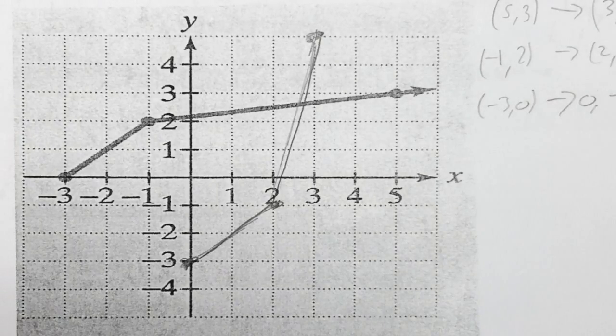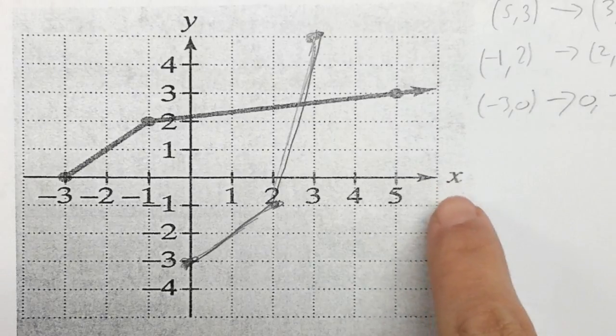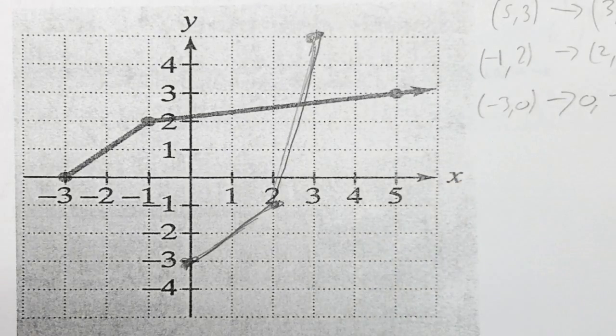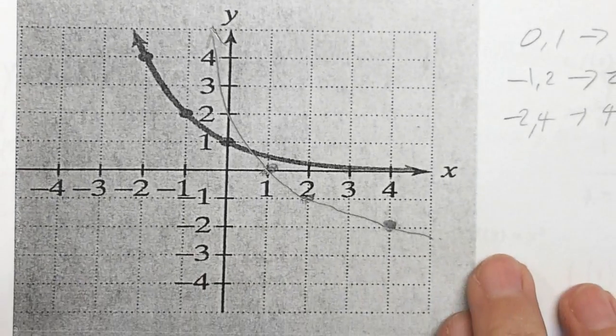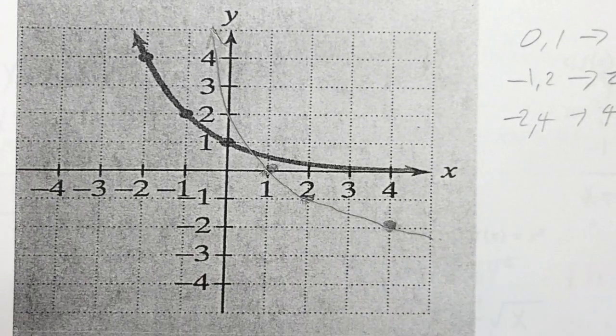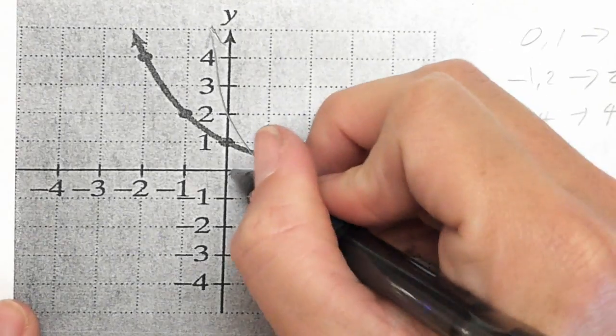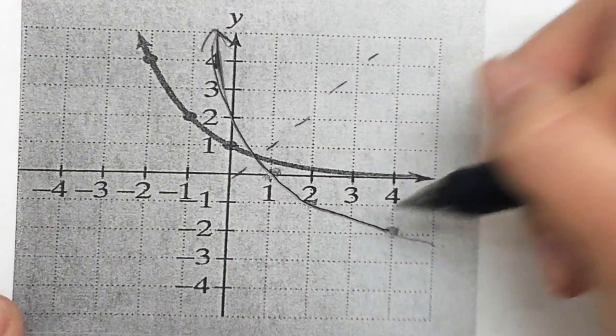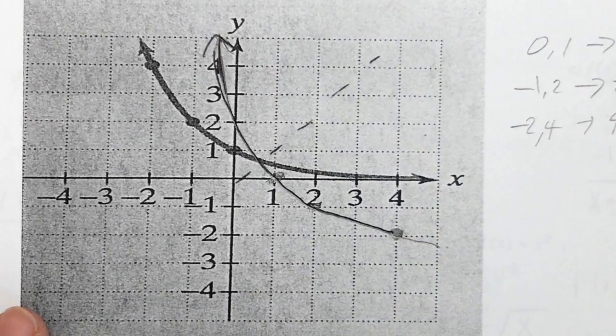Alright, this one is correct. Number 5. Go ahead and compare your graph. Should look like this. And then here's number 6. And this is also correct. And you can tell because it looks like it's flipping over this line. Any questions about those two?